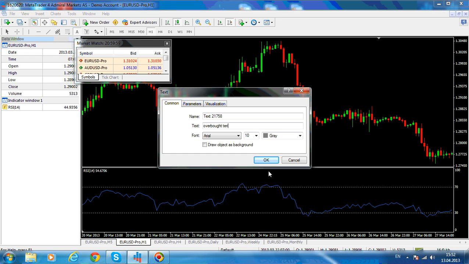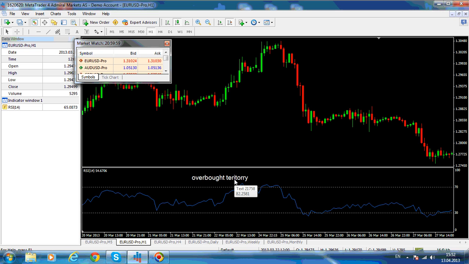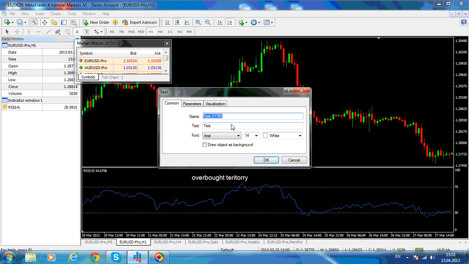territory, and let's make it with white so that we can actually see it. Okay, and everything that is below the 30 area is considered to be an oversold territory.